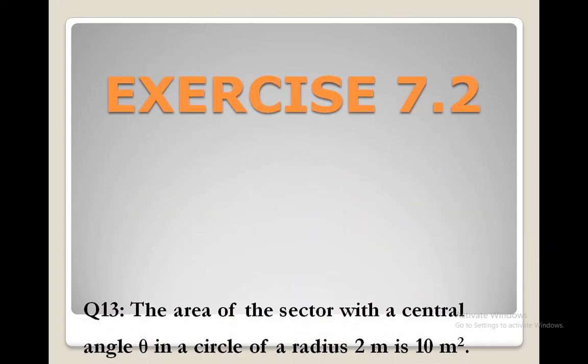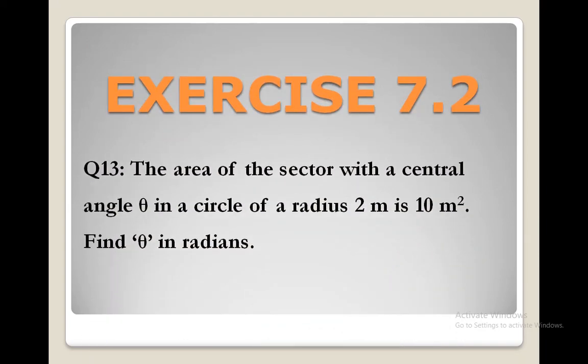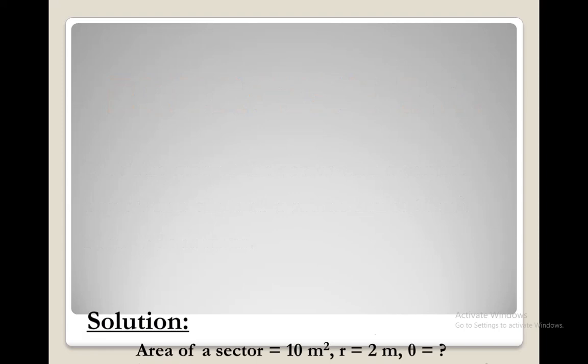Next, in the same exercise 7.2, we have question number 13. Statement says the area of sector with a central angle theta in a circle of radius 2 meter is 10 meter square. Find theta in radians. Viewers, here well clear that you are given the value of area, you are given the value of radius, you have to calculate angle theta.